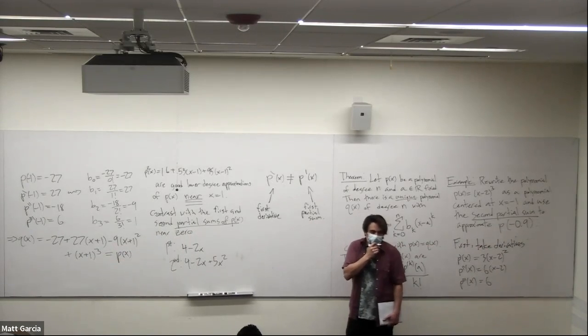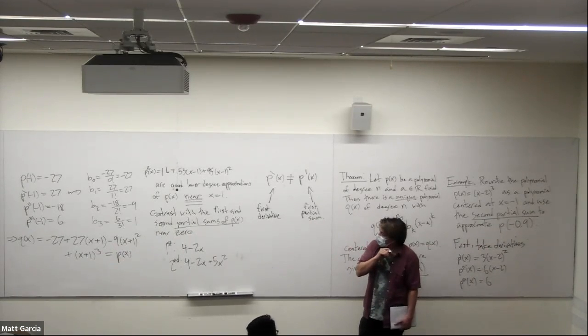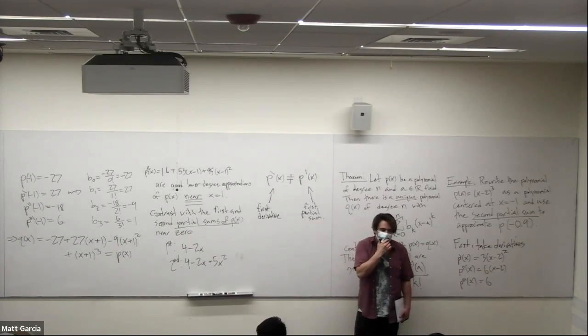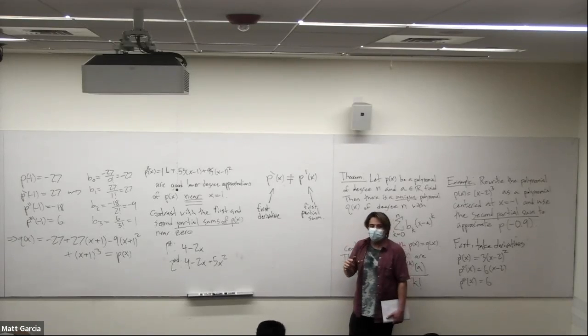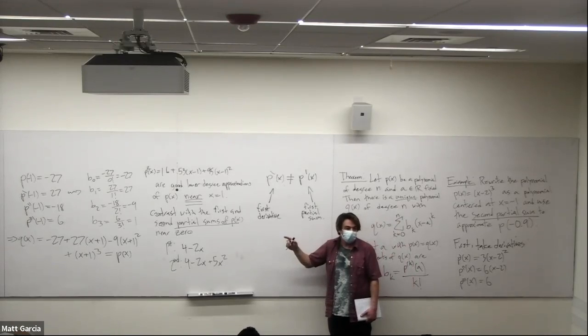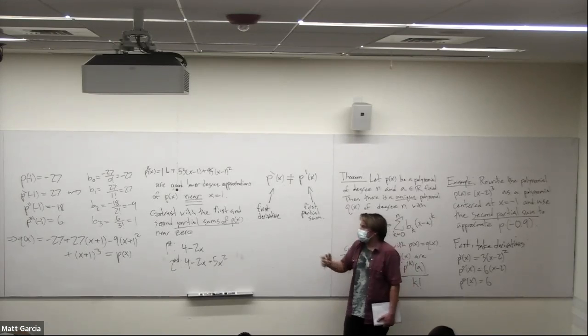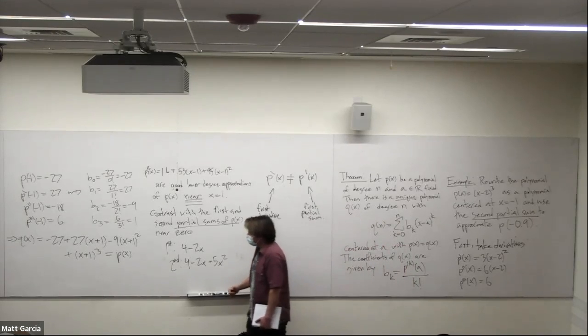Why for B3 is it 6 divided by 3 factorial? Well, what's 3 factorial? It's 3 times 2 times 1. Yeah, it's the product of all the positive integers up to the number you're taking the factorial of.